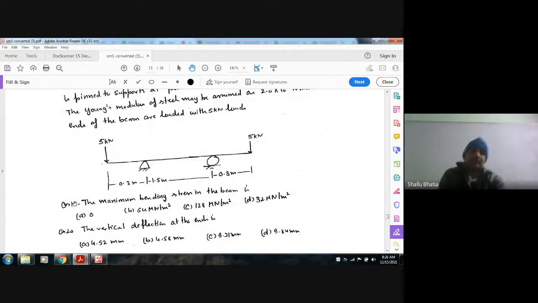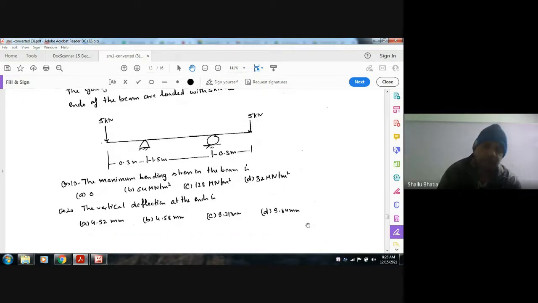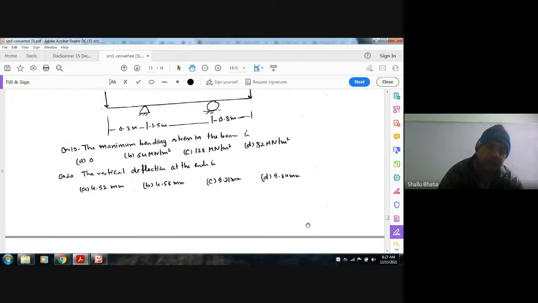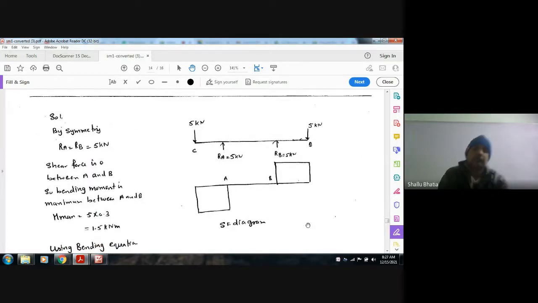The maximum bending stress in the beam is: option A 0, option B 64 MPa, option C 128 MPa, option D 32 MPa. The vertical deflection of the ends is: 4.92, 4.58, 9.3, and 9.8. Now this is our overhanging beam. To find out the maximum bending stress, we have to find out the point of maximum moment. So the reactions RA and RB are at equal distance, so the reaction will be 5 and 5.